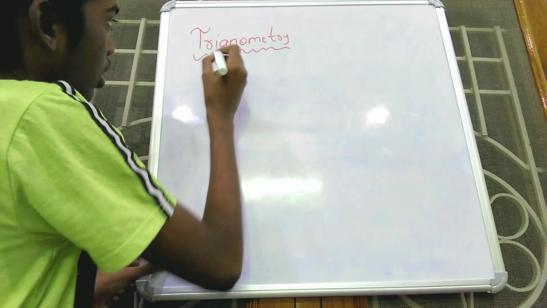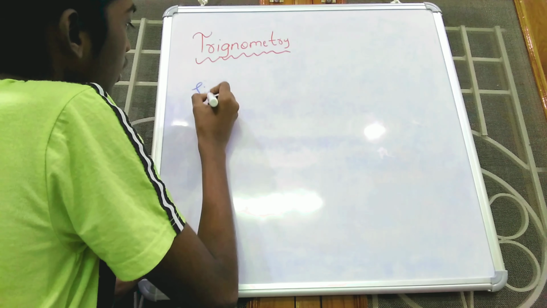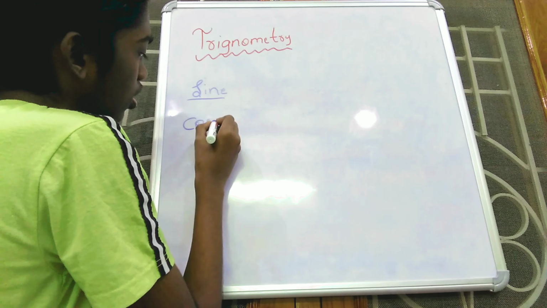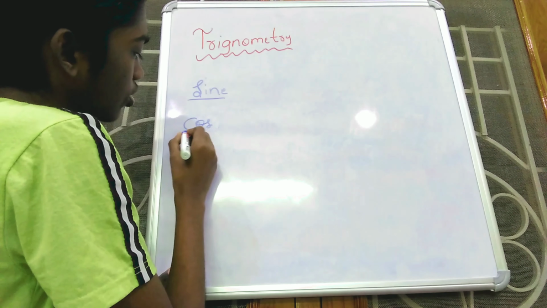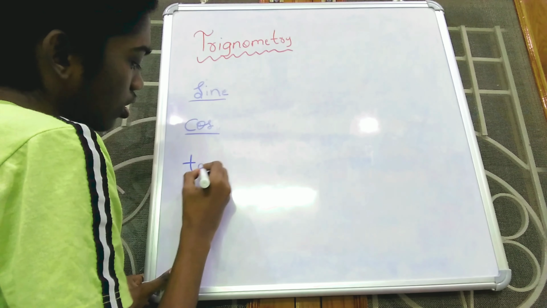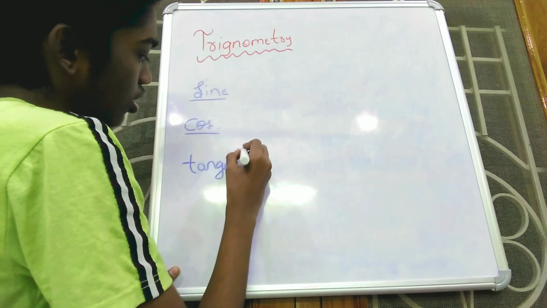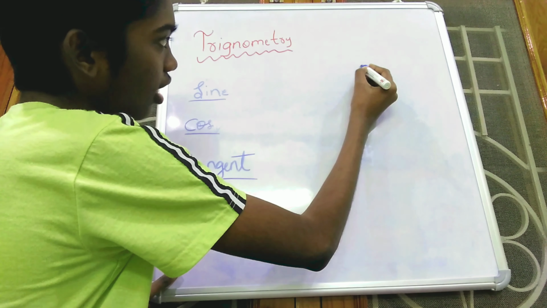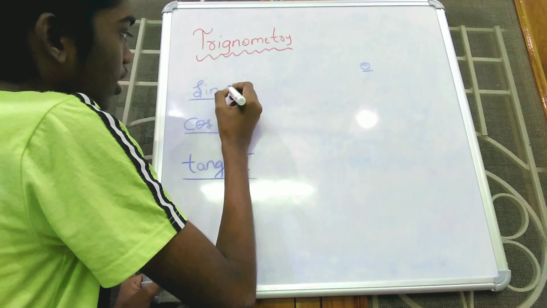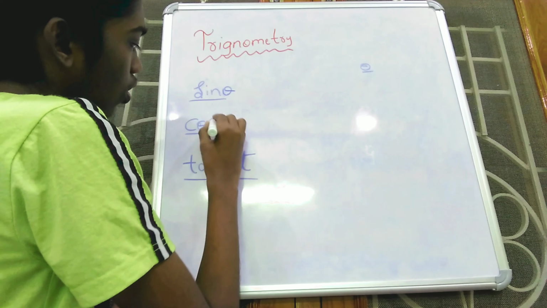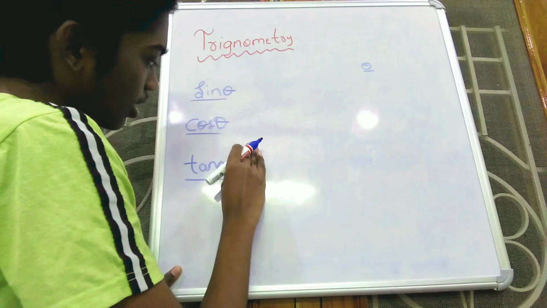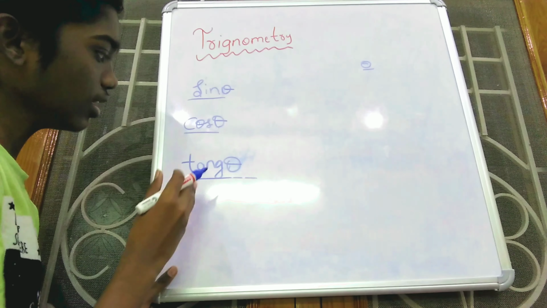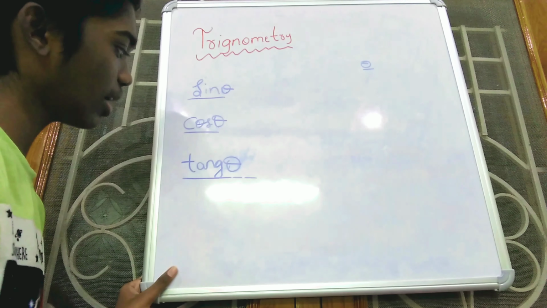Now in trigonometry we will have sine, cos, and tangent. If we consider an angle theta, then we can write these as sin theta, cos theta, and the shortcut of tangent is tan, so we write tan theta. These are the three ratios we will observe in the trigonometry chapter.